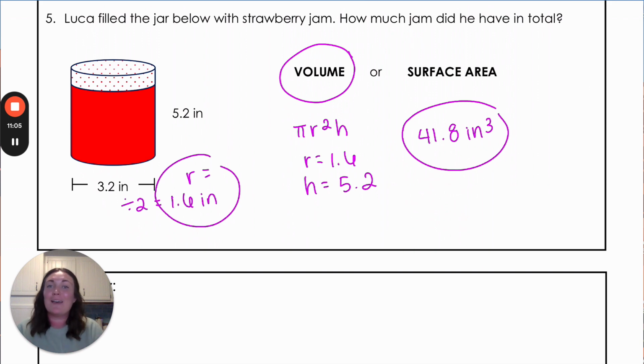So hopefully we are feeling comfortable with volume and surface area of cylinders. We know where the formulas came from. We know how to use them. I hope you learned some good strategies today.